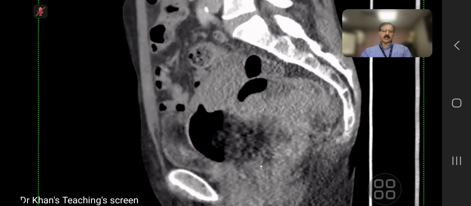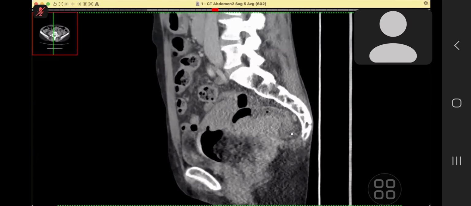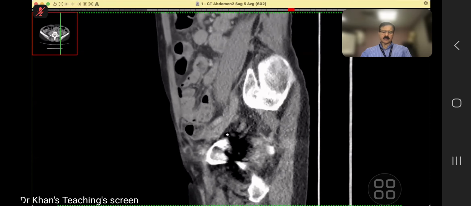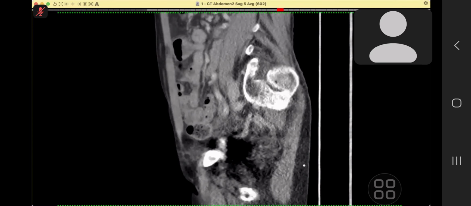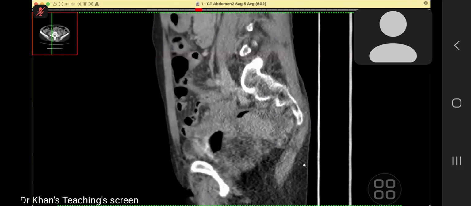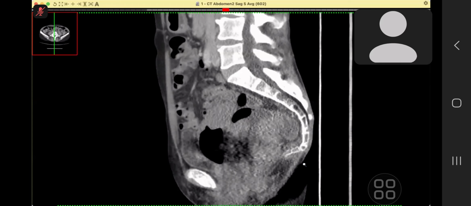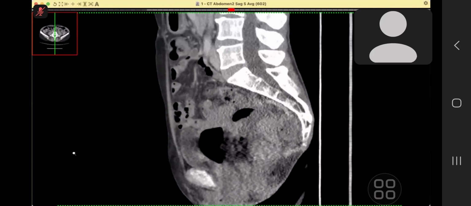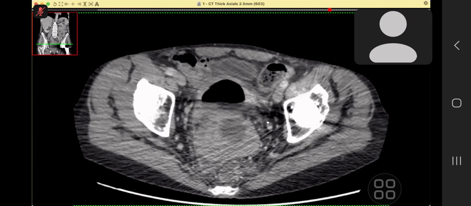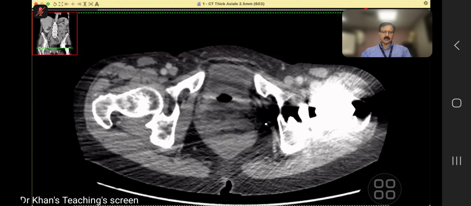Let me scroll for you. Please remember on one side there is a bit of artifact, so this will be the left side, and then going to the right side. Okay, there is a complex area. I will once again scroll through the axial. Keep talking, please. Give me your conclusion, just sum it up, please.